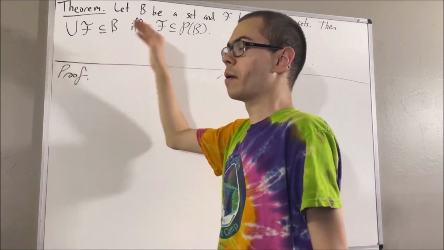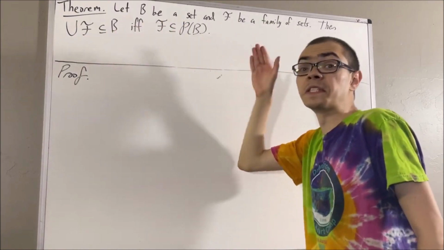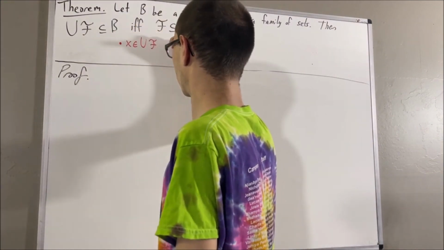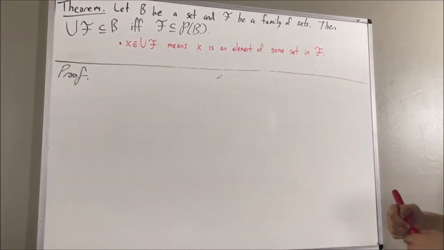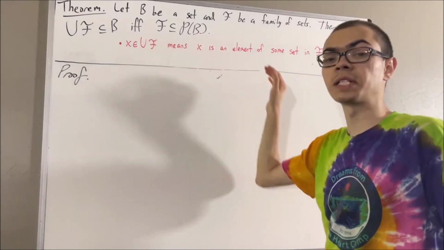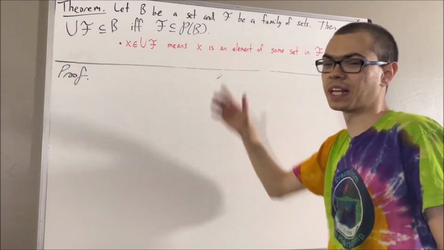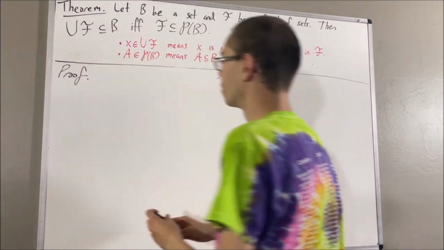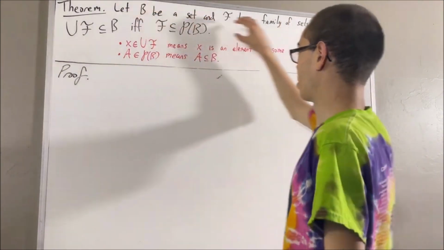Now, given any family of sets F, to say that X is an element of the union of F means that X is an element of some set in F. And given any set B, to say that A is an element of the power set of B means that A is a subset of B. Okay, so now let's get into proving the theorem.